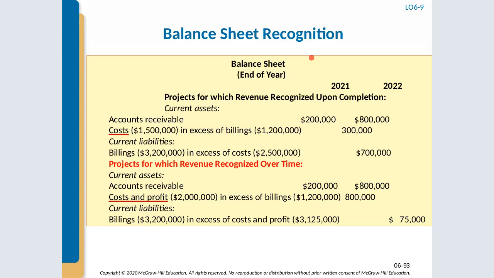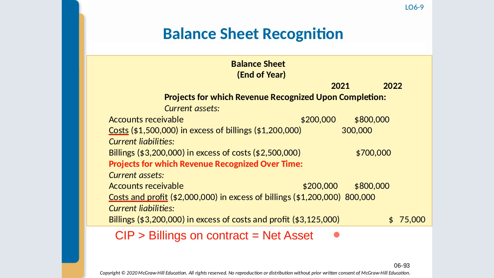And then we have our balance sheet. Now, on the balance sheet, the treatment is a bit different. Remember, construction in progress is an asset, right? So if our construction in progress balance at the end of the year is greater than the billings on contract, then we report the net amount as an asset. We report the net amount as an asset.